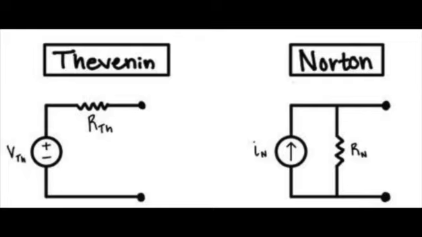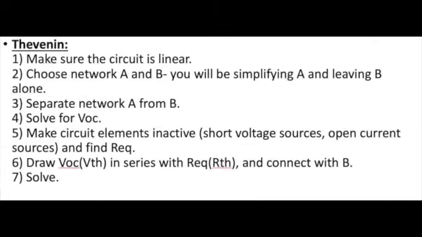Thevenin equivalent circuits are a linear circuit which can be simplified to only a single voltage source and a single resistor in series, as shown on the left. A Norton circuit is a linear circuit that can be simplified to only a single current source and a single resistor in parallel, as shown on the right of the screen. The steps to solve the Thevenin circuit are shown below.